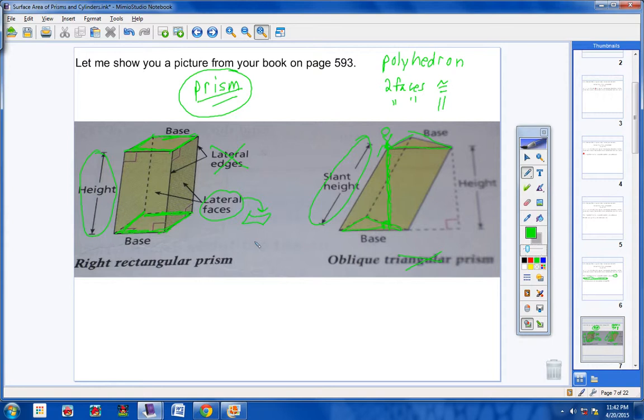All right, so take good notes on this. Pause the video if you need to. Let's continue on, okay? But you need to know what bases are, what the height is, what the slant height is, what lateral faces are, and most importantly, what a prism is in general, so you can recognize it, okay? It's a polyhedron that has two faces that are both congruent and parallel. You have that, and you have a prism.